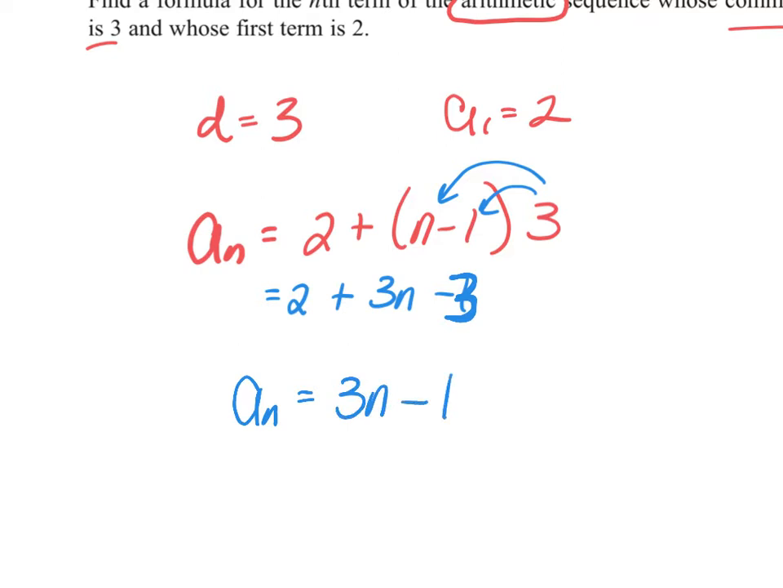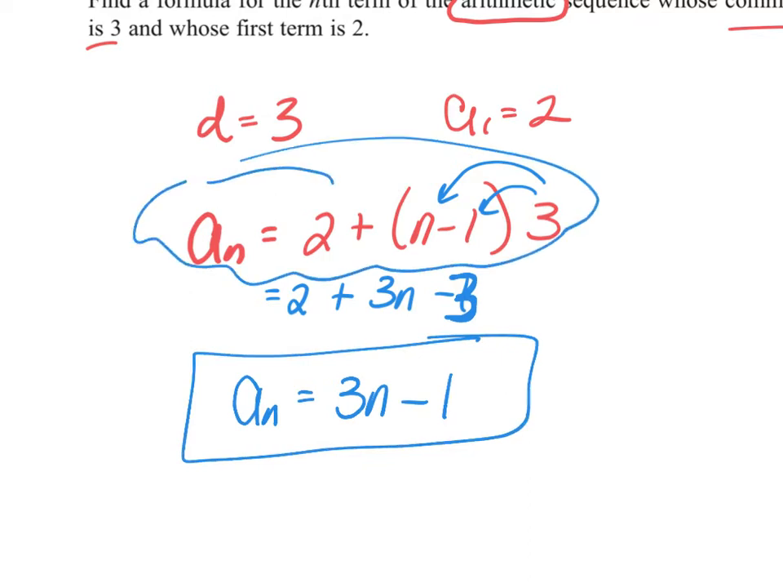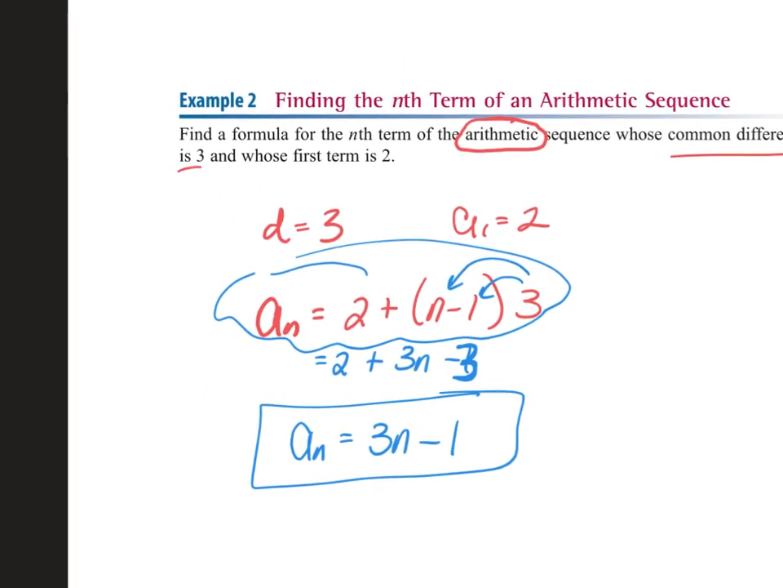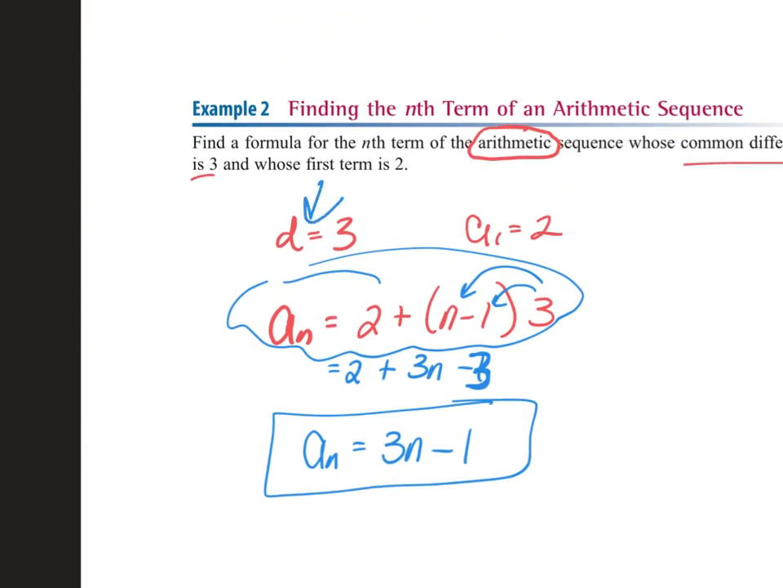So if I said to you now, what is the 200th term in this sequence? How would you find out what the 200th term was? Plug in 200 for n. There's your rule. So if it's arithmetic, you can use this formula every single time. Questions? Yes, sir. Right here? d, because it's the common difference.